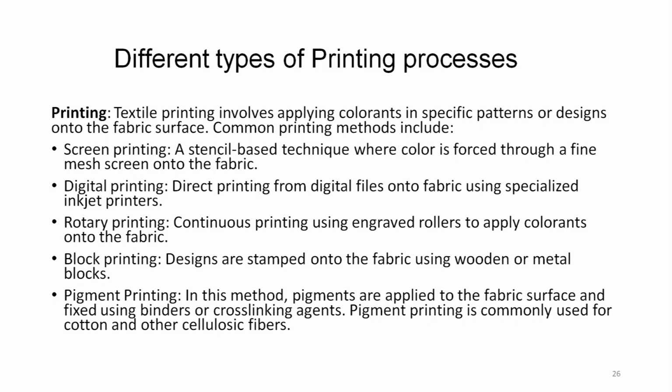Rotary printing, continuous printing using engraved rollers to apply colorants onto the fabric. Block printing, designs are stamped onto the fabric using wooden or metal blocks. Pigment printing, in this method pigments are applied to the fabric surface and fixed by using binders or cross linking agents. Pigment printing is commonly used for cotton and other cellulosic fibers.